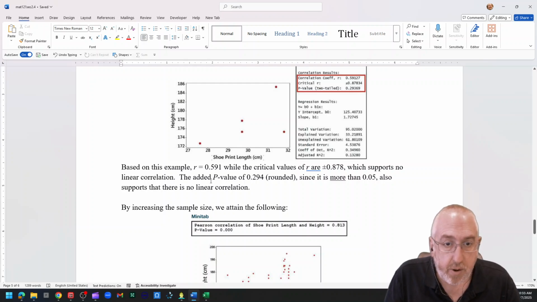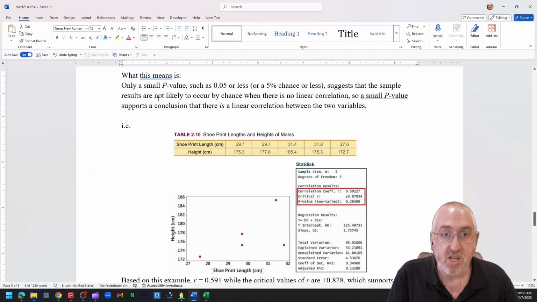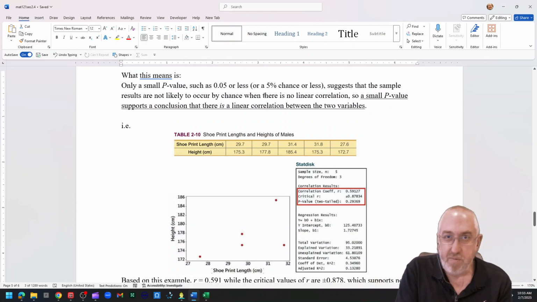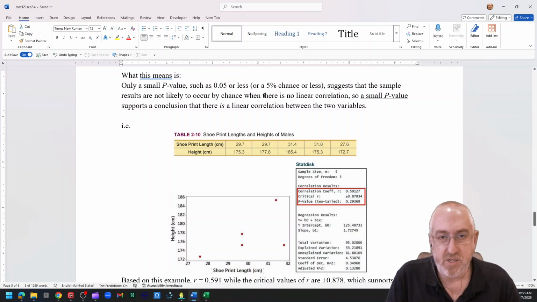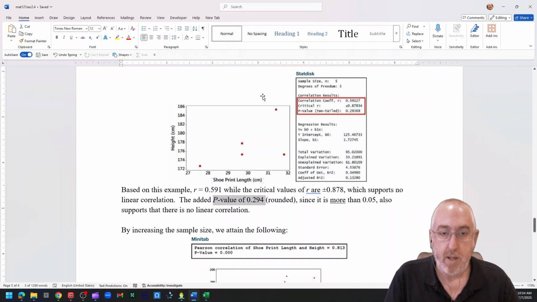But even further, the p-value is 0.294, which is much bigger than 0.05. Remember what we said up here. A small p-value means that there is a linear correlation. So because the p-value is too big, it's bigger than 5%, then it's no good. It also shows that there's no correlation.